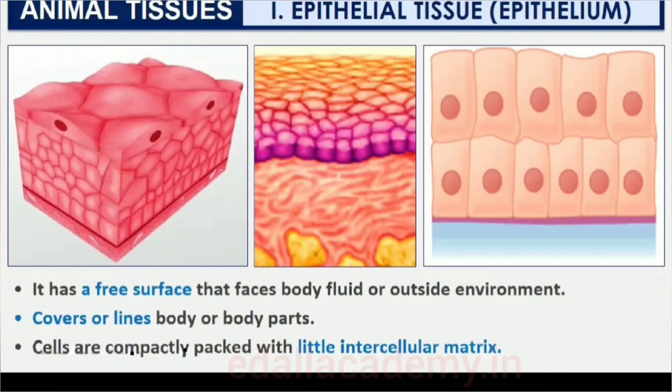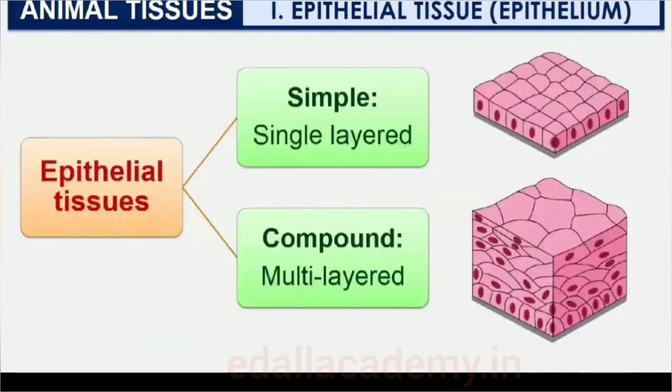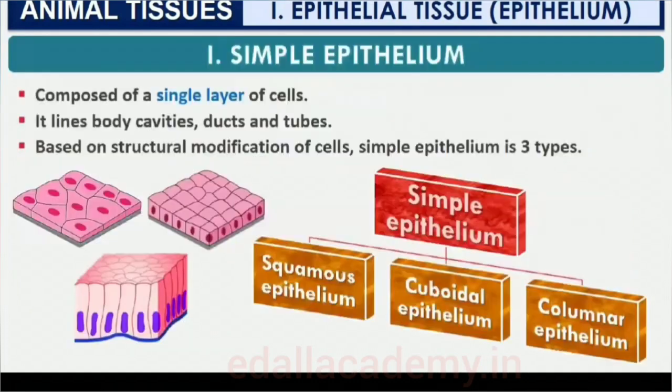This tissue has a free surface, which faces either a body fluid or the outside environment and thus provides a covering or a lining for some part of the body. The cells are compactly packed with little intercellular matrix. There are 2 types of epithelial tissues, namely simple epithelium and compound epithelium.